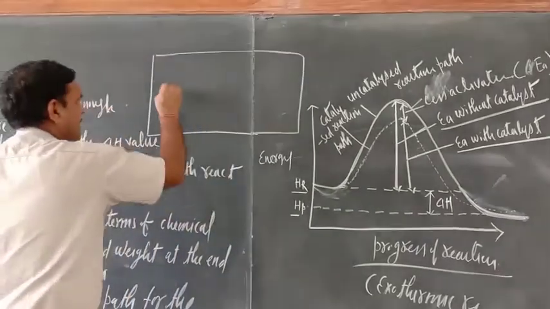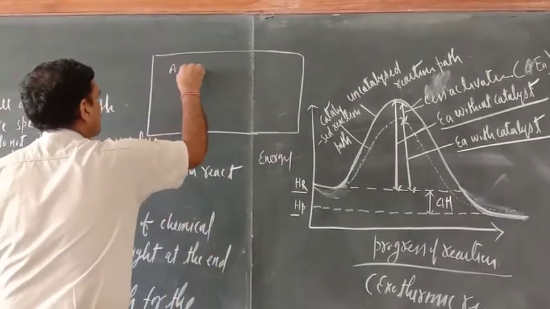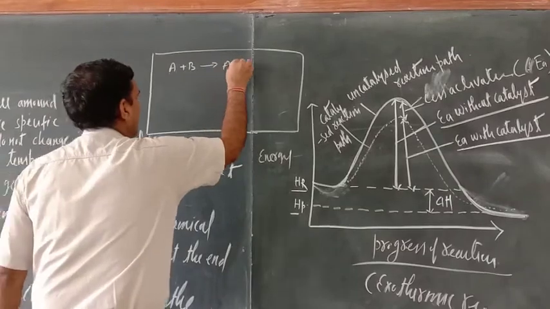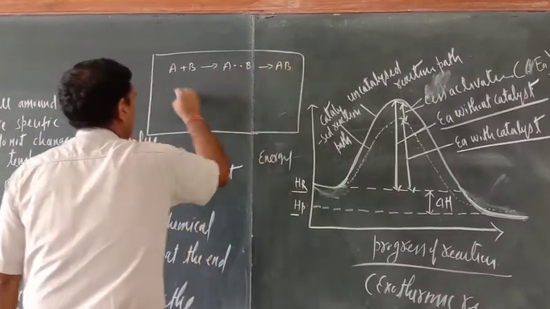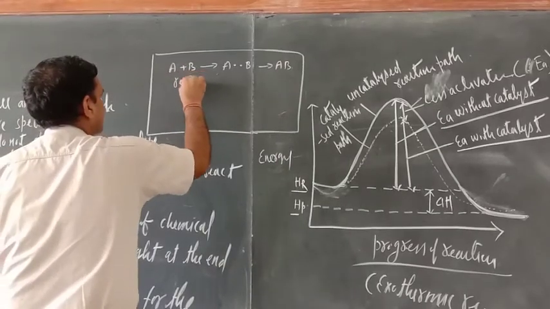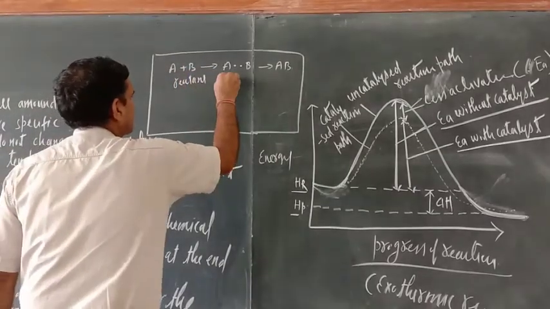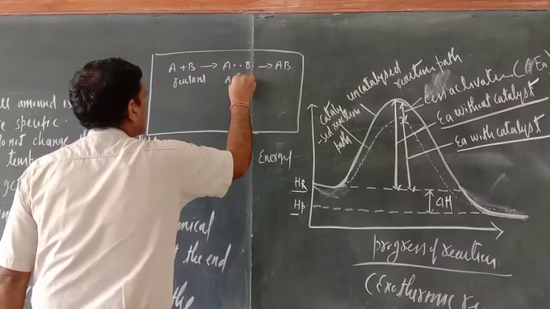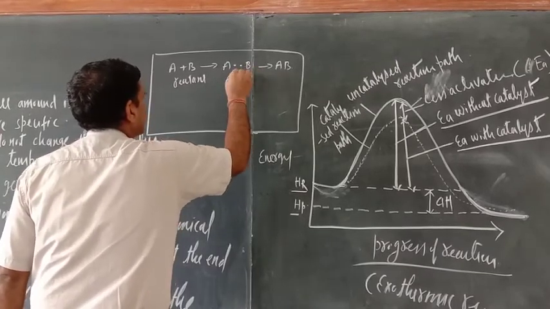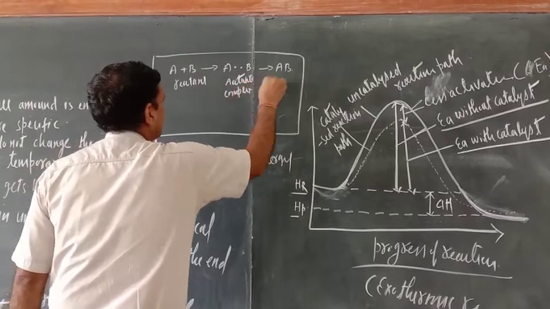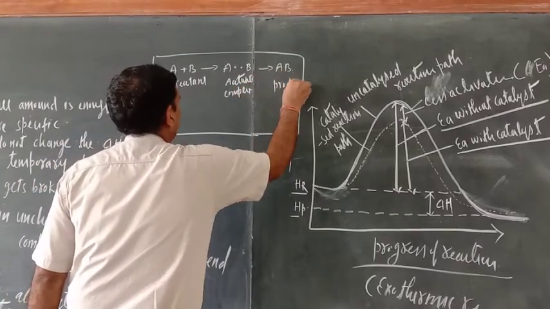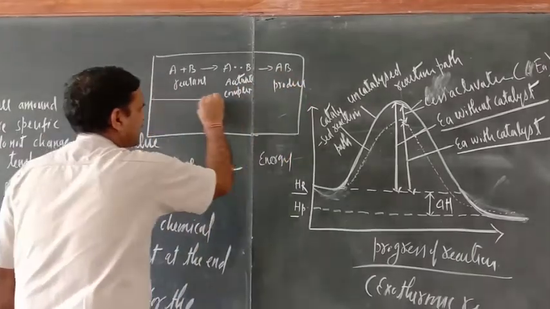Suppose this is the reaction A plus B. So here there is an activated complex, and this will form the product. So this is the reactant, this is the activated complex, and this is the product. Now this is without catalyst.